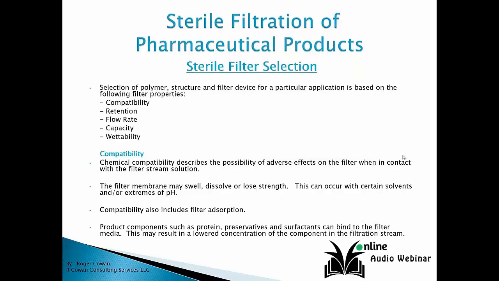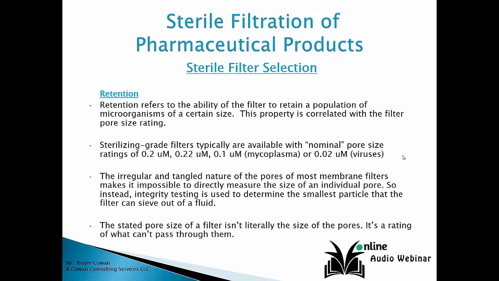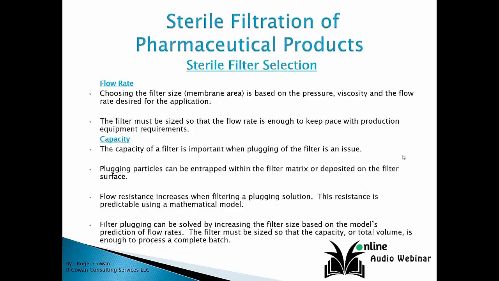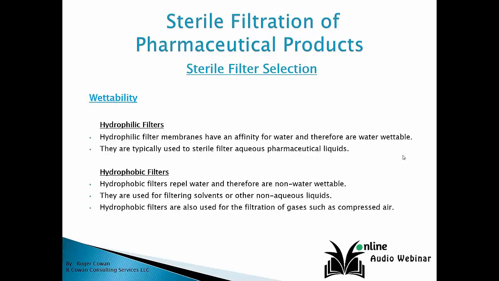How do you select what type of sterile filter for your application? Another characteristic is retention. Another characteristic for your sterile filter selection is flow rate. Now, capacity is slightly different. Capacity of a filter is important. Another characteristic when looking for a sterile filter is wettability. Now, hydrophilic filters and hydrophobic filters are two types of filters that are differentiated by their wettability.